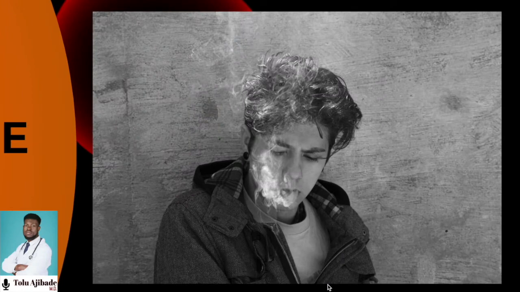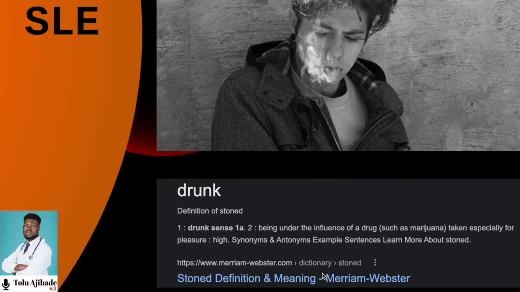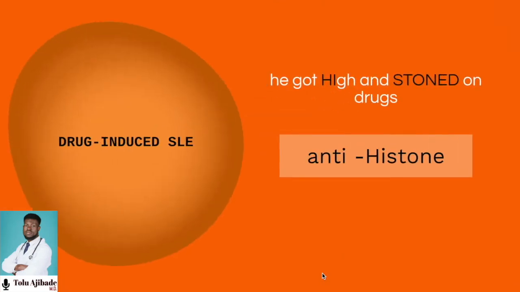Let's look at this picture here. What can you see in this picture? Well, to me, I can see a guy that looks stoned, or should I say high? I think there's a difference there, is there? Anyway, let's look at the definition of stoned or high. Stoned seems like a drunk state, being under the influence of a drug, especially such as marijuana, taken especially for pleasure. So let's imagine this guy in that picture who got high and stoned on drugs.